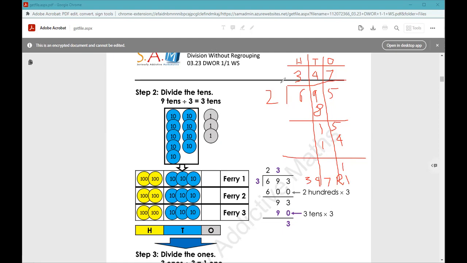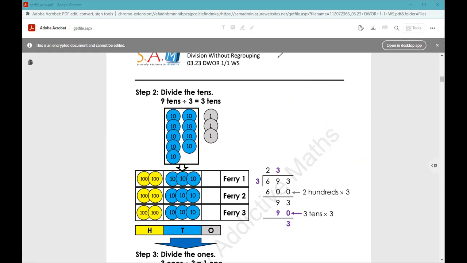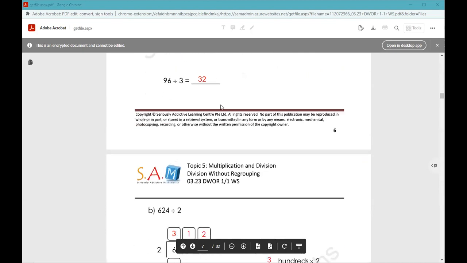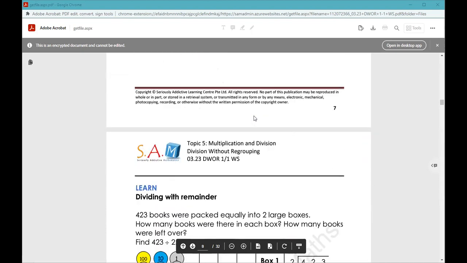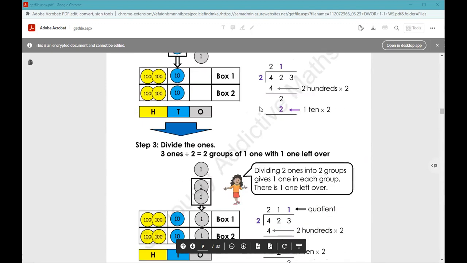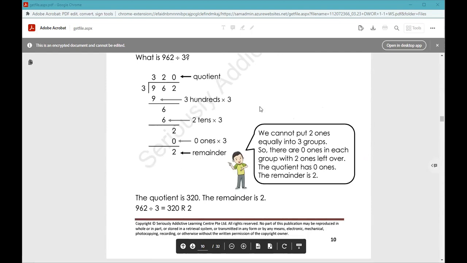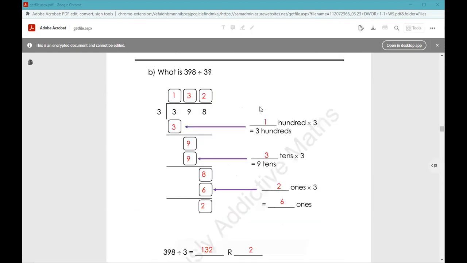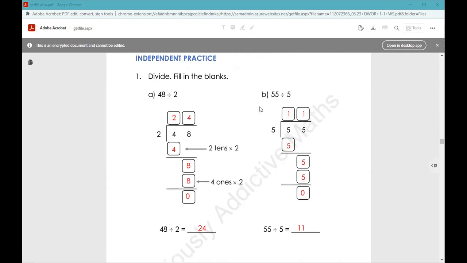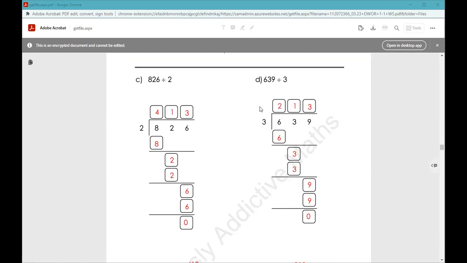Okay, so for this book, you do not really have to follow the learn section accordingly. I find it a bit tedious. We can just jump to this step and use this to demonstrate. All right. Okay, so once you're done with that, even for guided practice, I do not need you all to do all these. In fact, just go straight with, we have already done dividing with remainder as well. So let's just go straight to getting them to do questions under independent practice instead.